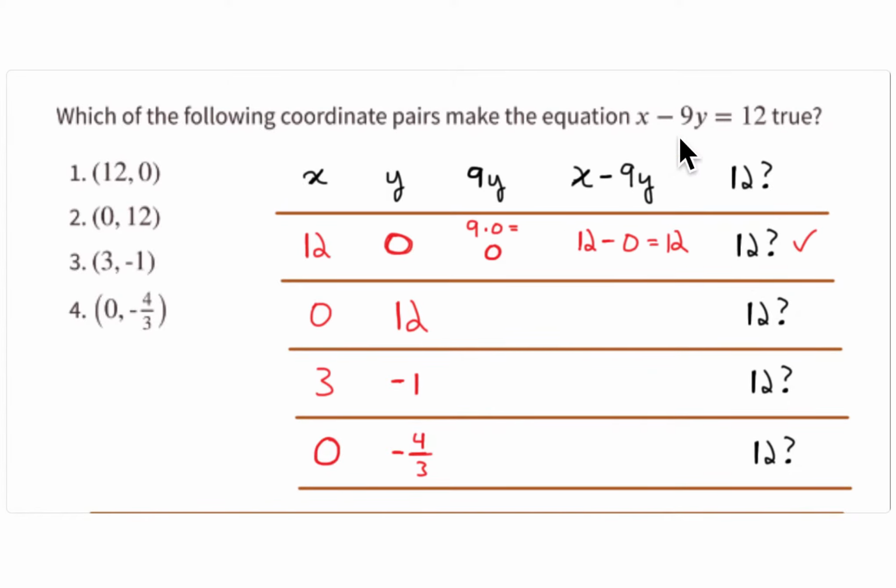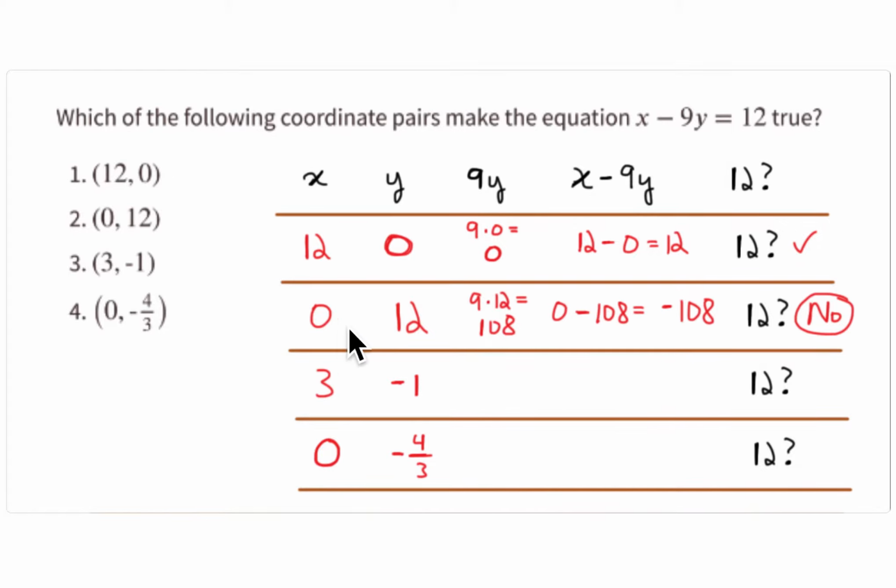Well, 9 times 0 equals 0, and 12 minus 0. So now we're replacing x with 12. 12 minus 0 equals 12, and so that one checks. So that one works. So this point is a solution to this equation. We're going to draw the line for this equation in just a moment. You're going to find that this point, 12, 0, is on that line.